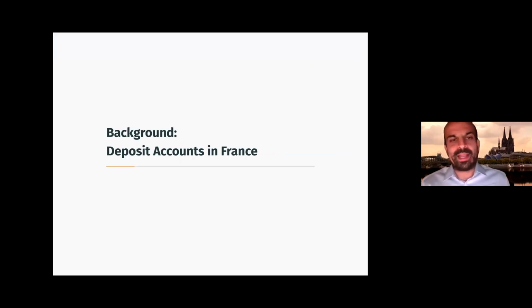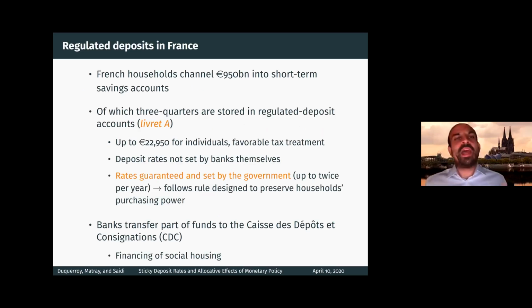Okay, so let me take a step back, give you a little bit of background on these deposit accounts in France. French households channel 950 billion euros into short-term savings accounts, of which three quarters are stored in so-called regulated deposit accounts. Among these regulated deposit accounts, the Livret A is the poster child account. What does this allow you to do? Well, each individual can store up to 23,000 euros in them and incur favorable tax treatment.